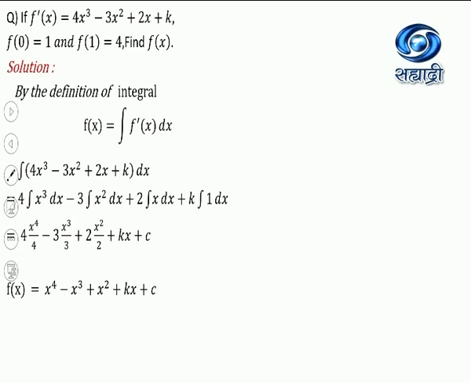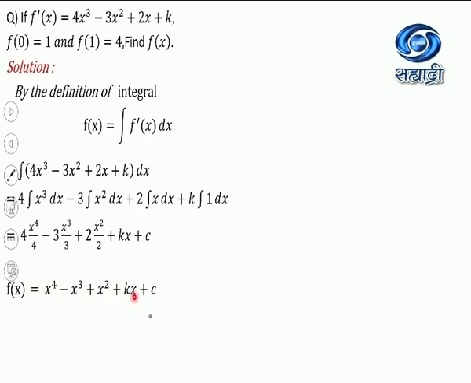Therefore, integration of 4x cube minus 3x square plus 2x plus k dx. So integrating it, 4 integration x cube dx minus 3 integration x square dx plus 2 integration x dx plus k integration 1 dx. So we get 4x raised to 4 upon 4 minus 3x cube upon 3 plus 2x square upon 2 plus kx plus c. This is your f of x, x raised to 4 minus x cube plus x square plus kx plus c.